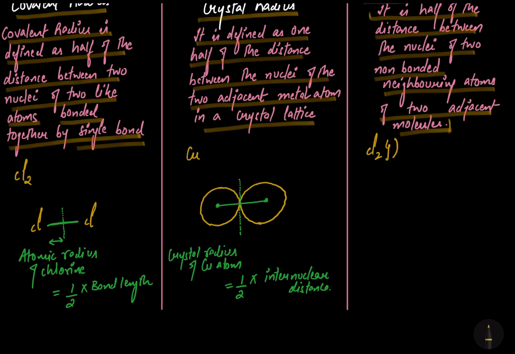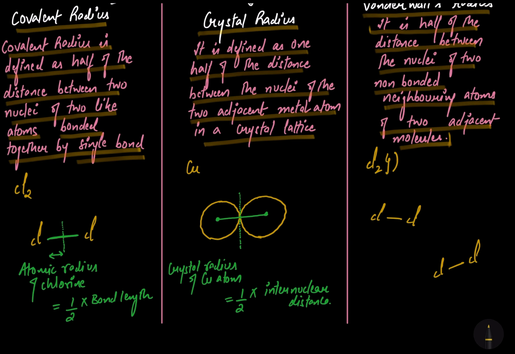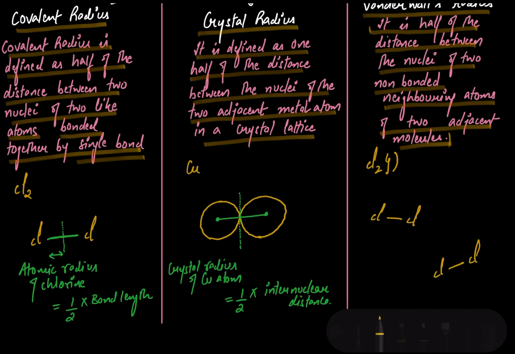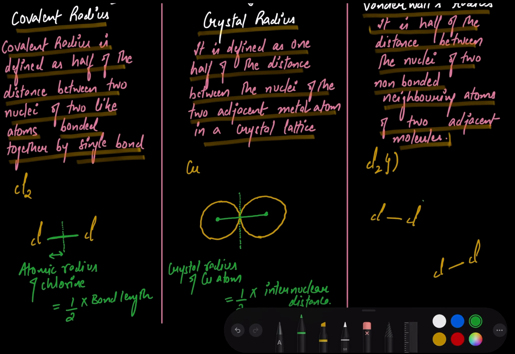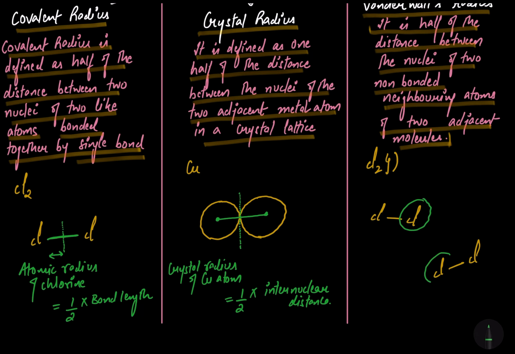Now this is the first chlorine molecule and this is another chlorine molecule. Now we have to take the distance between the nuclei of two non-bonded neighboring atoms. That means I'm going to take the distance of nuclei between this chlorine and this chlorine because they are non-bonded to each other. Now we have to take their internuclear distance and then divide this by 2 to get the van der Waals radii. So van der Waals radii are comparatively very large compared to the crystal radius and the covalent radius.